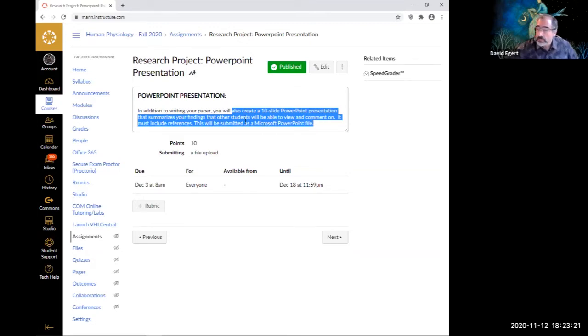We'll do these both to present to other students in our Zoom class, and part of your grade is going to be making comments on other people's research projects. This should just be adapted from your paper, though. This is not a whole new thing. It's just taking your paper in a nutshell and putting it in PowerPoint form.